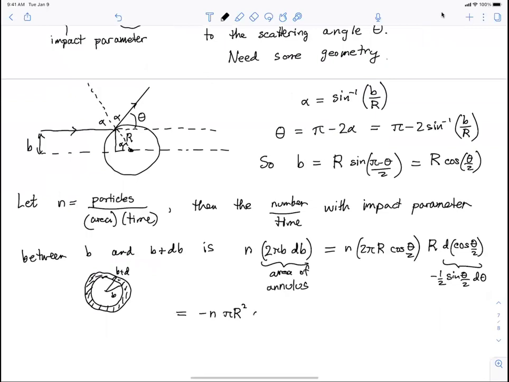times cosine theta over 2 sine theta over 2 d theta, which is otherwise, this part is otherwise known as sine theta over 2 by a trig identity. And so this whole thing is minus n pi r squared over 2. The differential of sine theta times d theta is otherwise known as minus d cosine theta. So I can get rid of the minus sign and just write d cosine theta here.